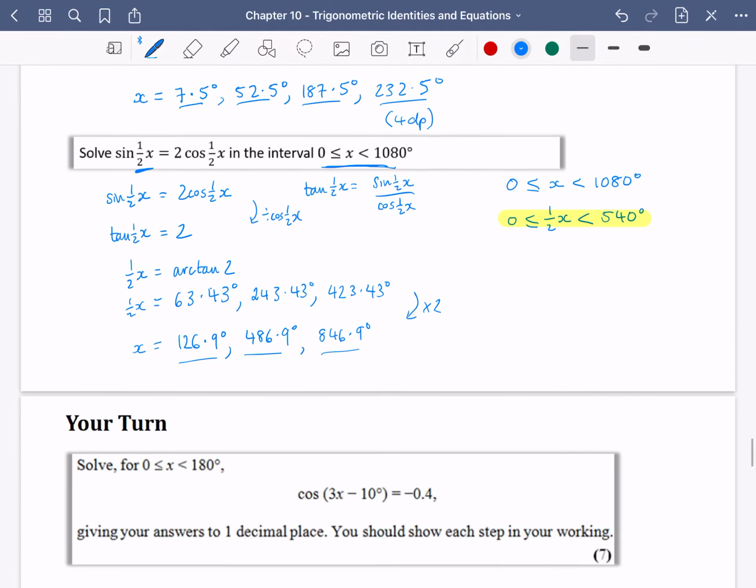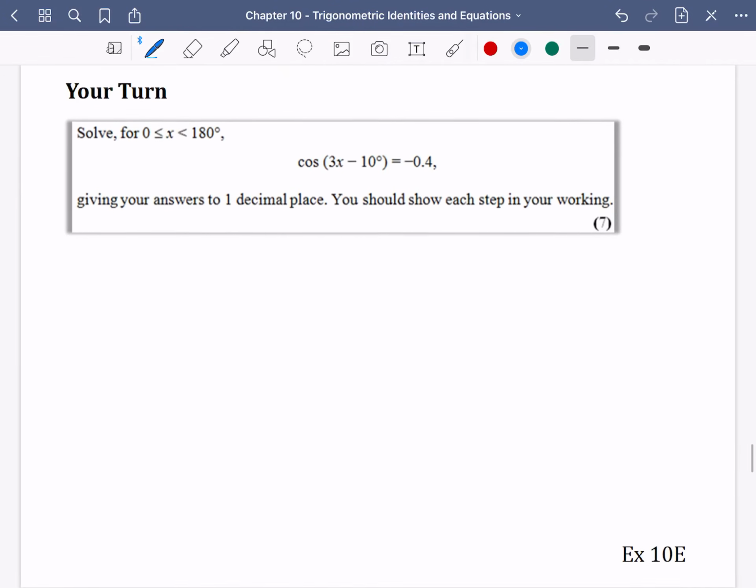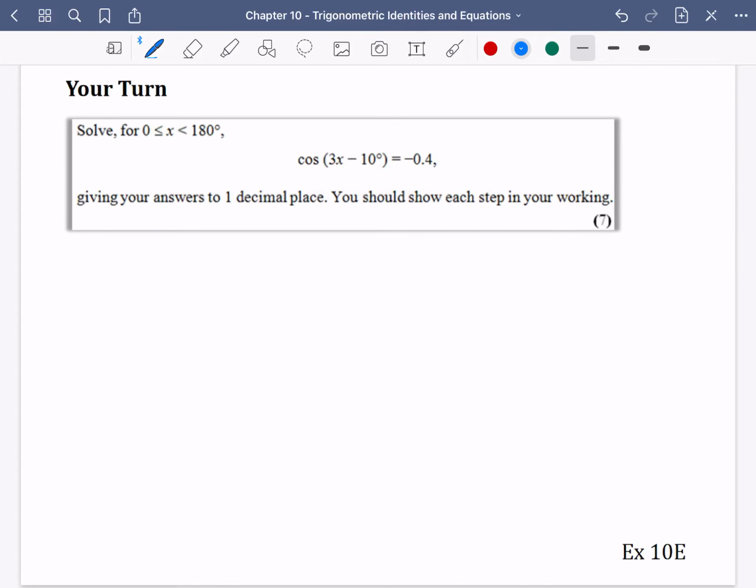Okay, so there is now a chance for you to have a go at this question. It wants your answers to one decimal place. Take note of the original range and what the argument has changed to. And then that's going to be enough help for you to be able to do exercise 10E. So have a go at this question now. Pause the video and then I shall go through it in just a second.